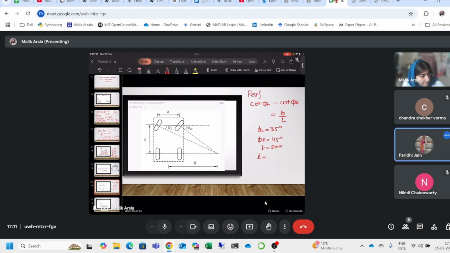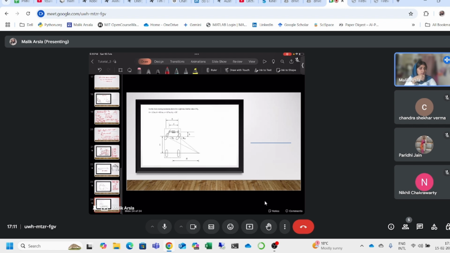Ma'am, it's 2.336. Yes, so L is coming out to be 2.33 meter. Okay, it's meter, it's not mm. Obviously, steering length cannot be in mm, so you have to take care of these things also. So this is the correct answer. Okay, now the last question for today.